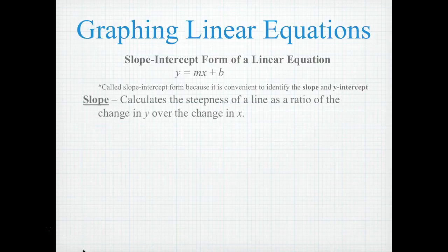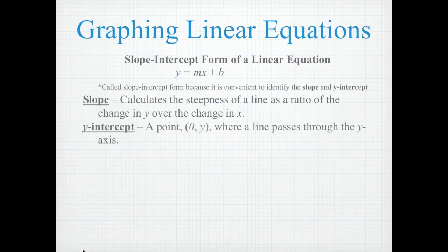The slope calculates the steepness of a line as a ratio of change in y over the change in x. And the y-intercept is a point with an x value of 0 where the line passes through the y-axis.